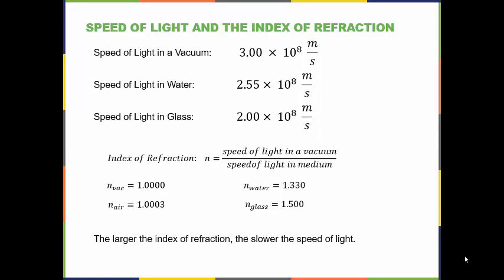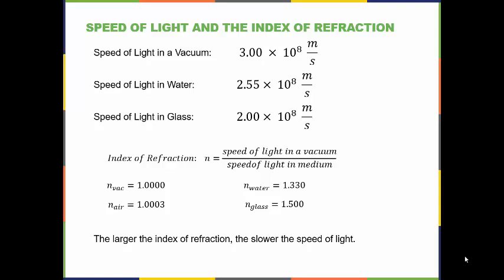Physicists like to talk about the index of refraction, which is just the speed of light in a vacuum divided by the speed of light in a medium. The index of refraction is indicated by a lowercase n. The index of refraction in a vacuum is just 1. In air, it's about 1.003. That means that in air, light moves almost as fast as it does in a vacuum.